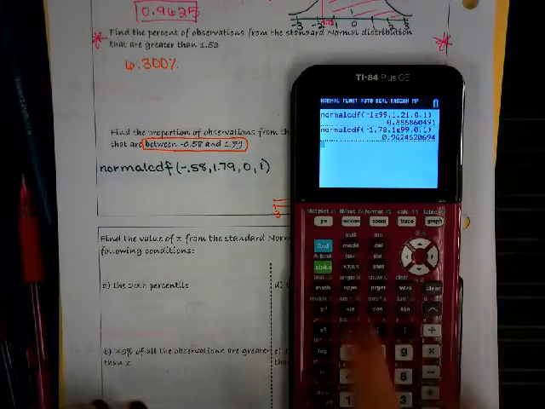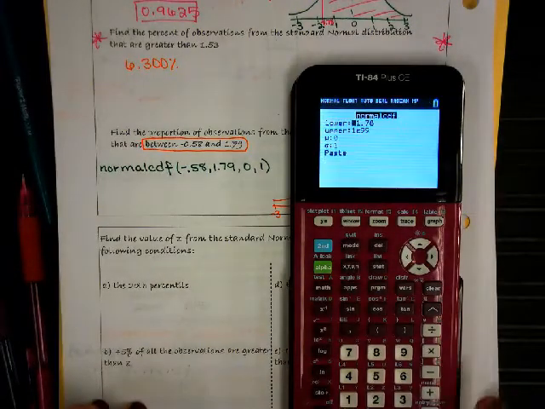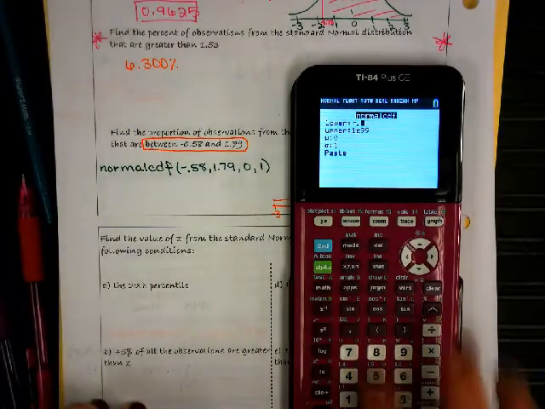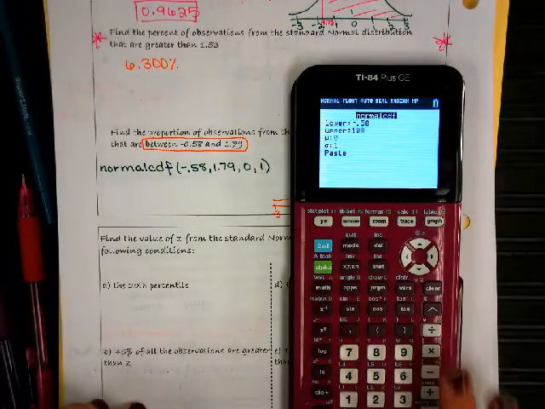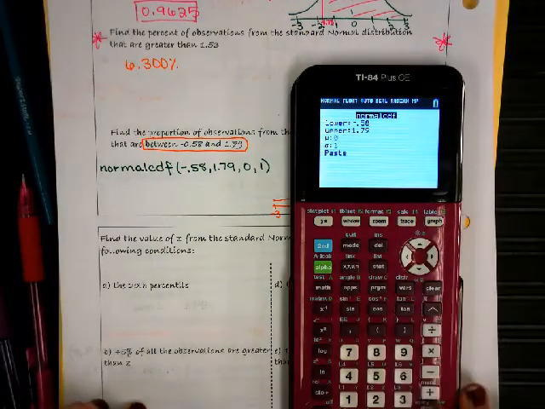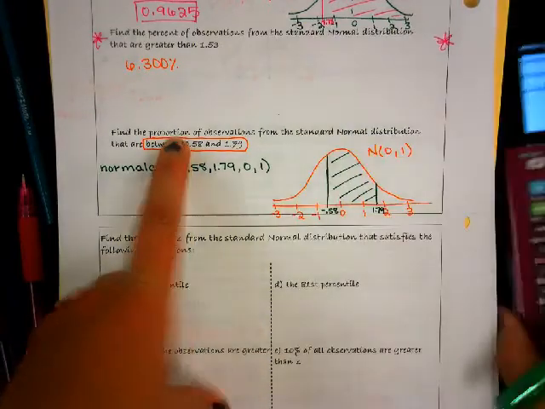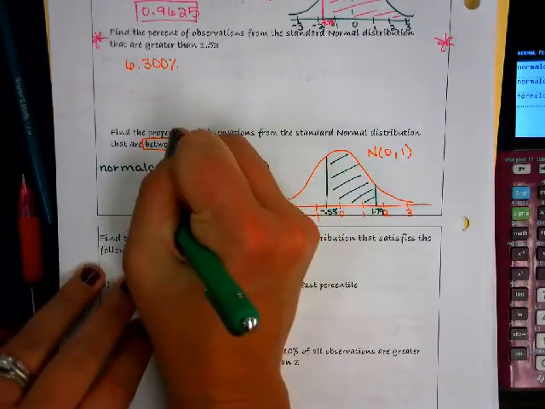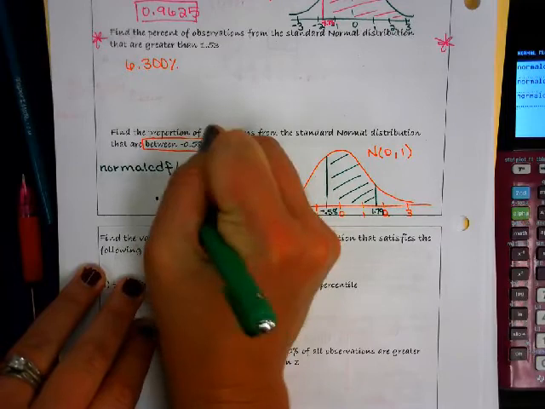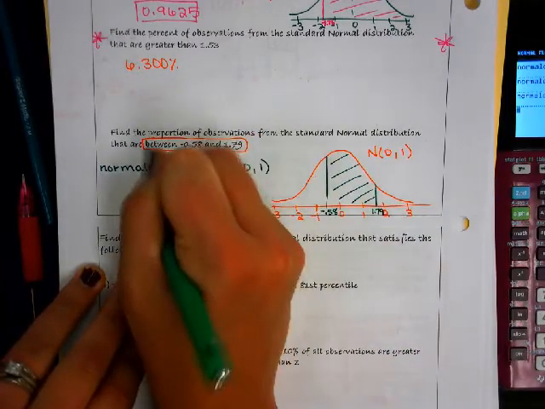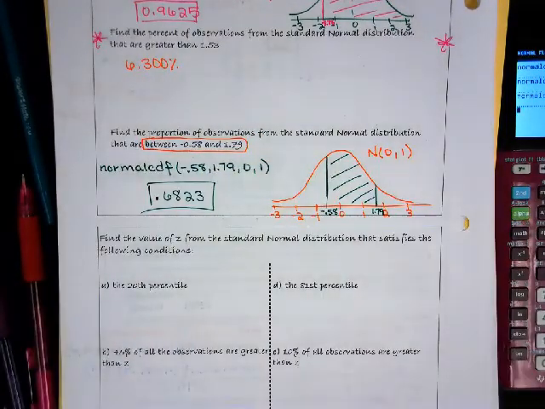So -0.58, +1.79, mean and standard deviation are the same. So we get 0.6823. And we're looking for proportion, so we're going to leave it as a decimal. Computer stuff. I don't know. Any questions?